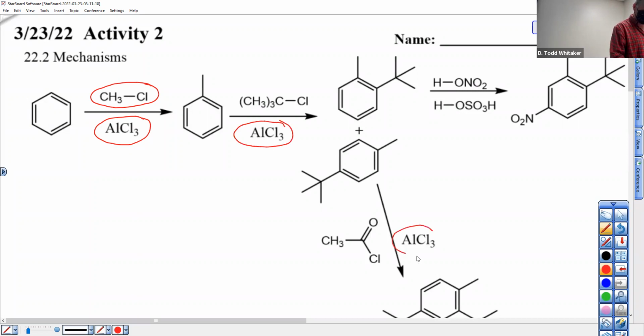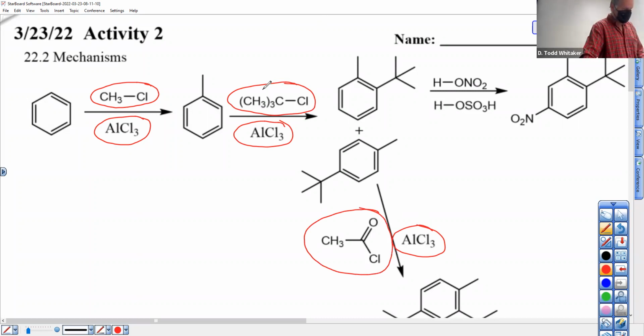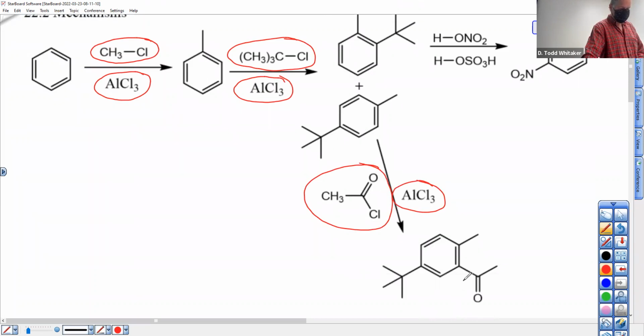Every time you see aluminum chloride, what kind of group are you putting on the benzene? A carbon group. Whether it's a methyl or a tert-butyl or an acetyl in this case. It's an acetyl. In general, it's called an acyl group. If that was an R, you can call it acyl, and that covers everything. Not alkyl, that's acyl. And so that's called the acylation of benzene.